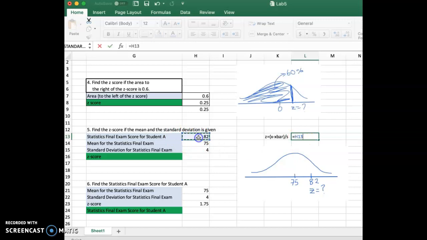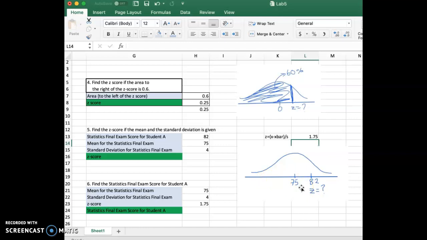X is the student's score. Let's do the parentheses. As x is the student score minus x bar is the mean divided by the standard deviation 4. So we got 1.75. How are we gonna do this using the Excel function?